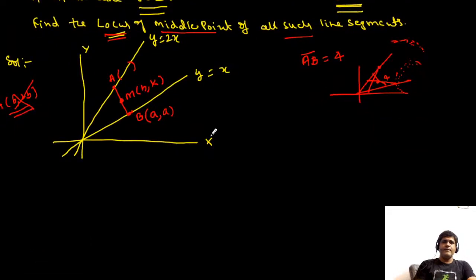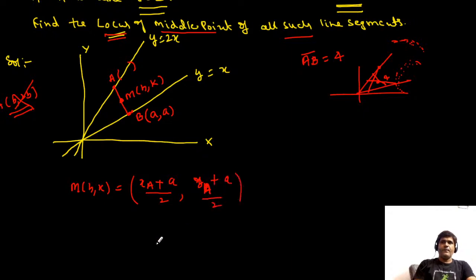(h, k) is the midpoint of AB. Therefore, (h, k) equals ((x coordinate of A plus x coordinate of B) by 2, (y coordinate of A plus y coordinate of B) by 2). So here, from this one you will get xA, yA, that is A's coordinates.